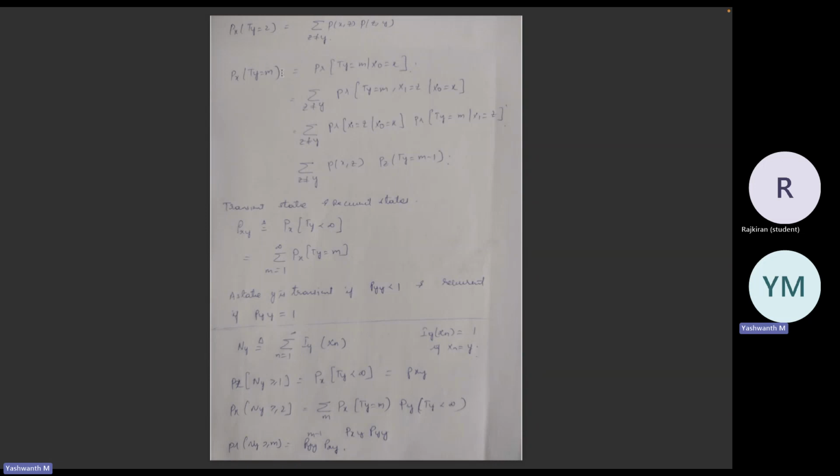So there is a simple recursive relation, if you are given a probability transition matrix, between T_y equal to m and T_y equal to m minus 1. So this is very simple.